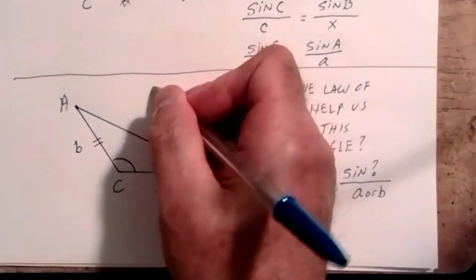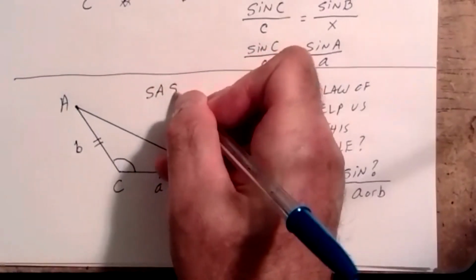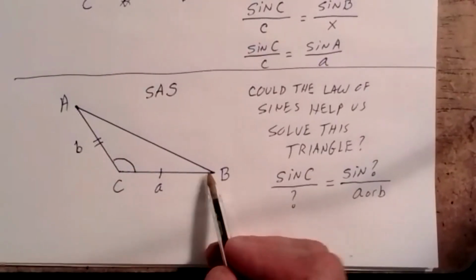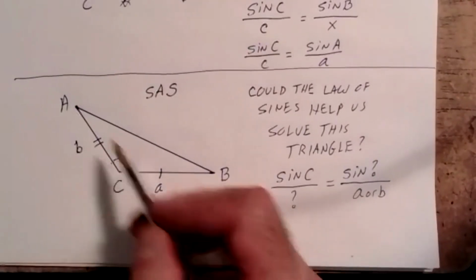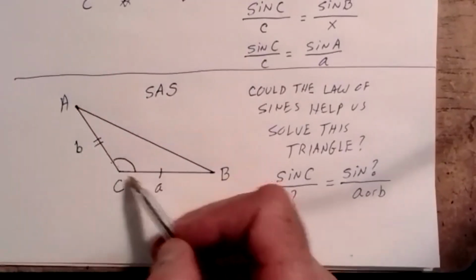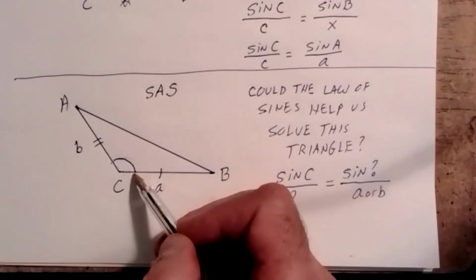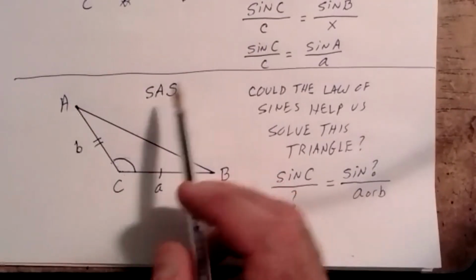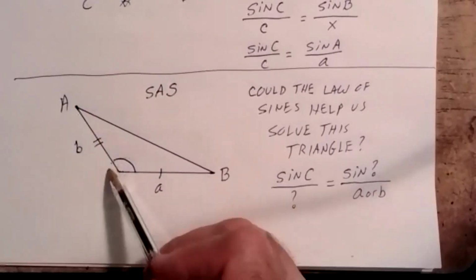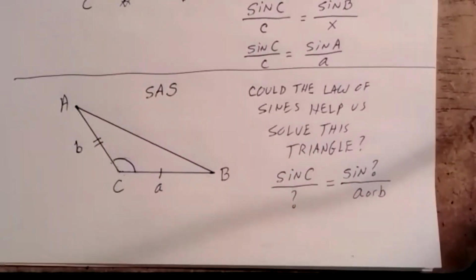Ladies and gentlemen, this is called the side-angle-side scenario with a triangle. We know a side, an angle, and another side. So we know two sides and an included angle in between the sides. The law of sines will not solve a triangle that is side-angle-side, where we know a side, an angle, and a side. Law of sines fails.